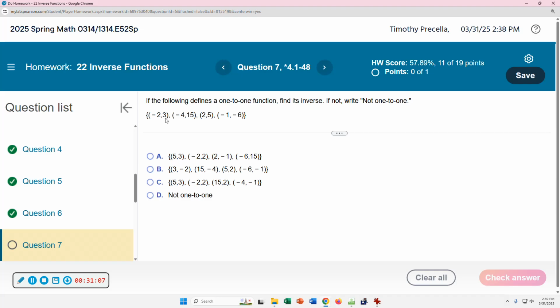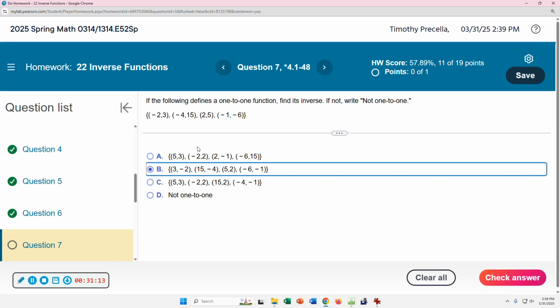A, B, C. Which one? I think it's B. The -2, 3 became 3, -2. -4, 15 became 15, -4. 2, 5 became 5, 2. And -1, -6 became -6, -1. And check our answer.